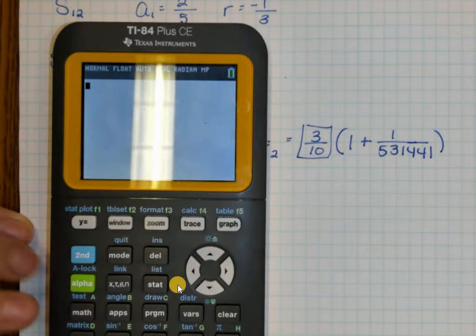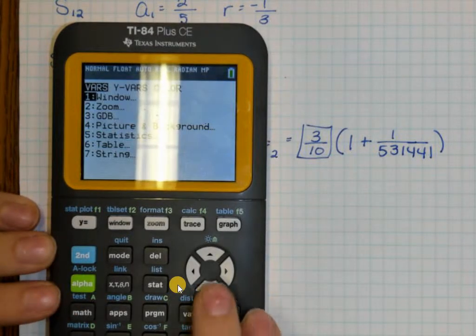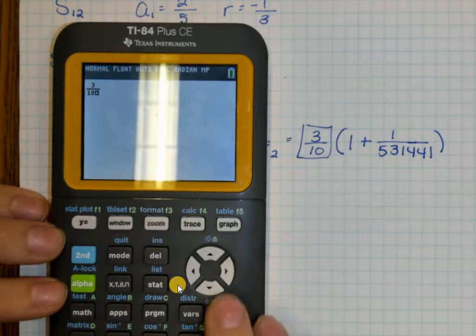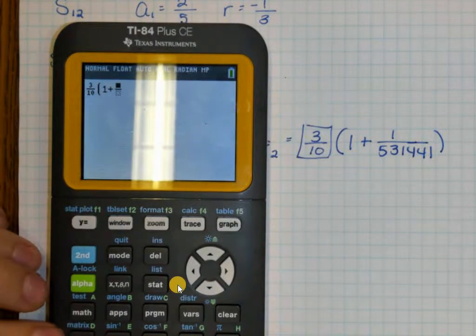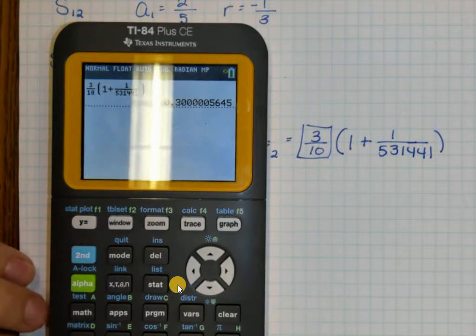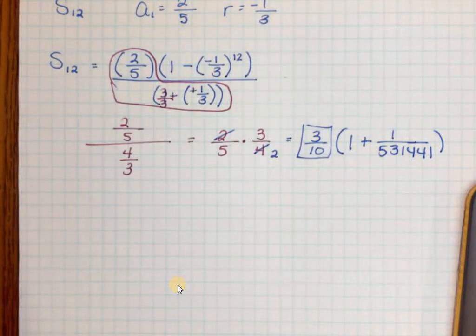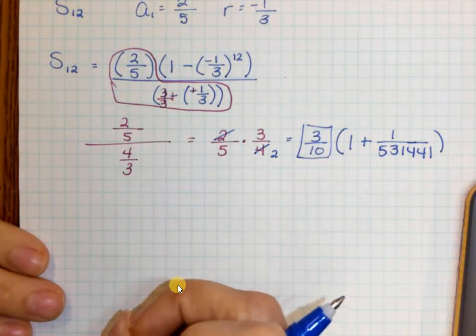Actually, and we want to do this in fraction form. So 3 over 10 times 1 plus 1 over 531,441. So it still doesn't like me yet. Okay? So it's basically forcing me to do this. And I don't want to do it, but I'm going to do it.